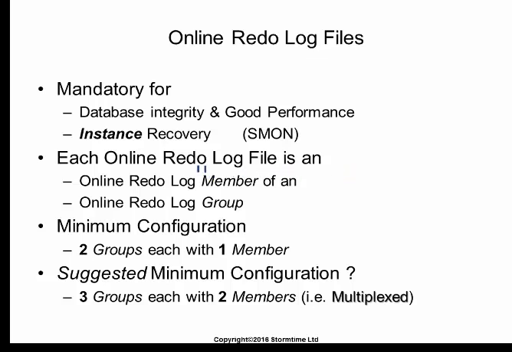Just the terminology, each online redo log file is a member of a group. The minimum configuration which Oracle will run with is just really 2 files. That's actually 2 groups, each with 1 member. The suggested minimum configuration is at least 3 groups, each with 2 members. That's called multiplexing the online redo log. So 6 files in total, 3 groups, 2 members each.